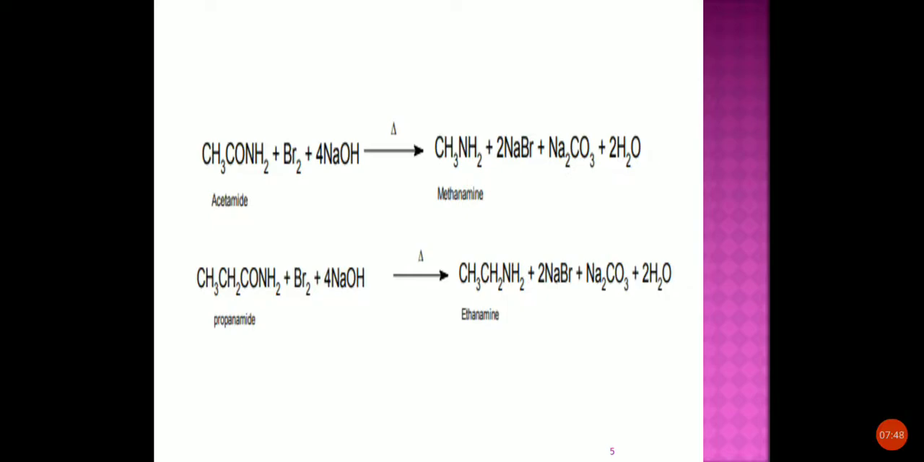That means propanamide. Amide means compounds containing the CONH2 group that we have already studied. Here propanamide has 3 carbon atoms, and in the product ethanamine there are only 2 carbon atoms. That means the number of carbon atoms decreased by 1 unit.